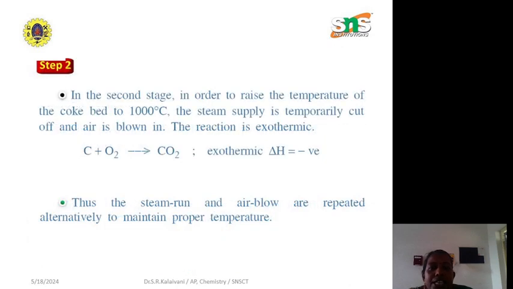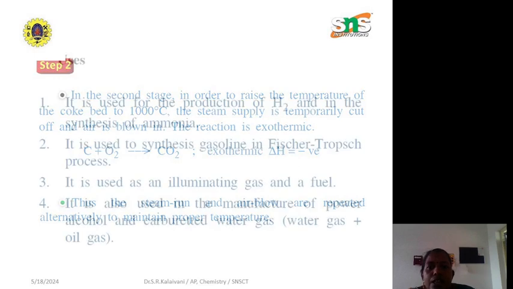Second step. In the second stage, in order to raise the temperature of the coke bed to 1000 degrees Celsius, the steam supply is temporarily cut off and air is blown in. The reaction is exothermic, so the temperature again rises.